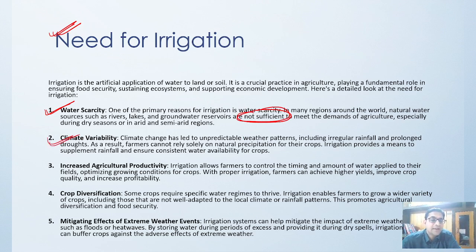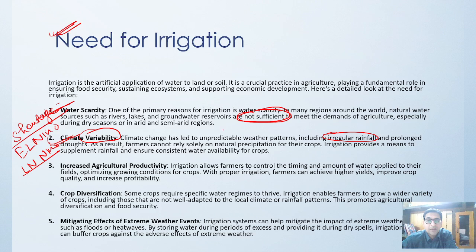Climate variability: we know that every year there is a shortage of rainfall. Sometimes we have high rainfall, sometimes low rainfall, sometimes an El Nino situation, sometimes a La Nina situation. Okay, so climate variability is very high and highly unpredictable, and because of that we have irregular rainfall happening everywhere.